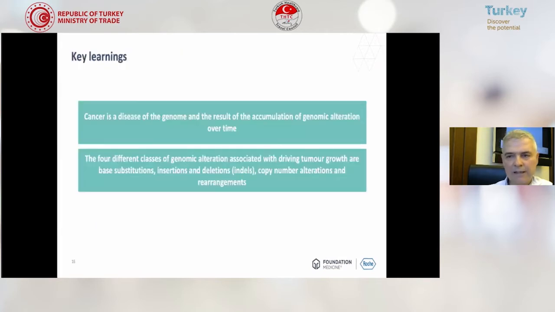So what are the key learnings up to now? Cancer is a disease of the genome and the result of the accumulation of genomic alterations over time. The 4 different classes of genomic alterations that I have just explained, which are associated with driving tumor growth, are base substitutions, insertions and deletions, copy number alterations, and rearrangements.